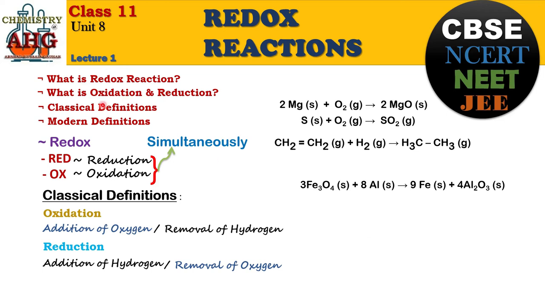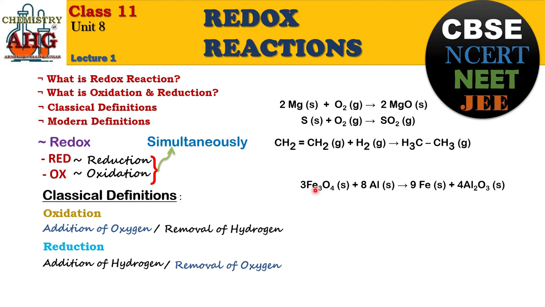What you can see, before the reaction oxygen was present with iron, and after the reaction oxygen has been taken by the aluminum. What does this mean? It means aluminum has gained oxygen. Gain of oxygen is oxidation. So aluminum has been oxidized, but which element has removed oxygen? Which element has lost oxygen? Iron. So what does this mean? It is very simple. If aluminum has gained oxygen, aluminum has been oxidized, and then obviously iron would have been reduced. So in this case we have applied the definition in terms of oxygen.